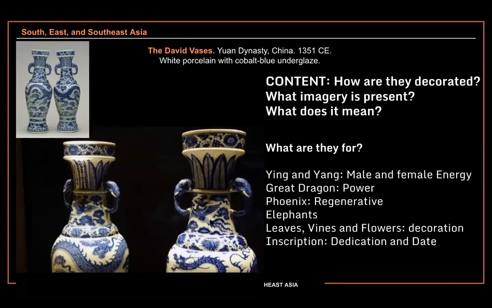Can you see the birds? Which is that regenerative quality. There's elephants. So can you see how the handles are actually elephants rather than just simple rings? You can see the tusk in the head and the eyes. And then we see things like leaves, vines, flowers, and so on.